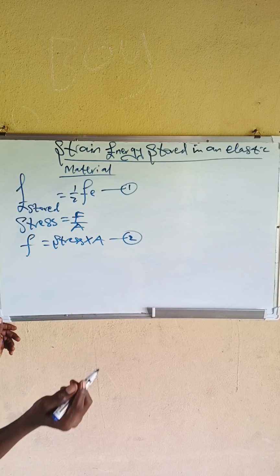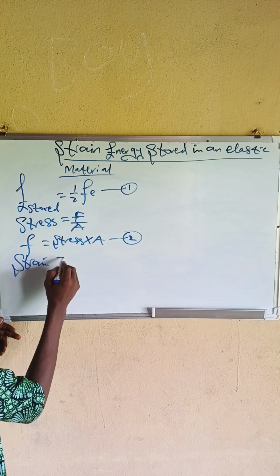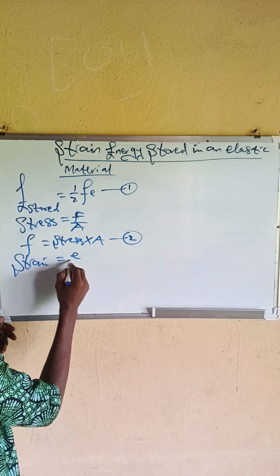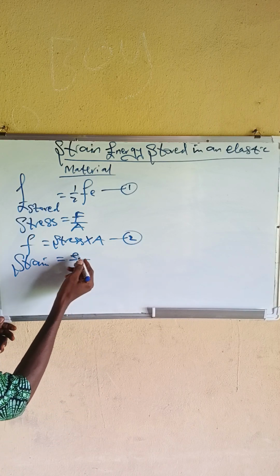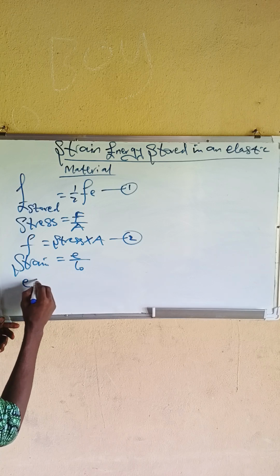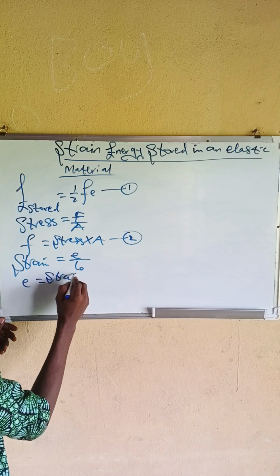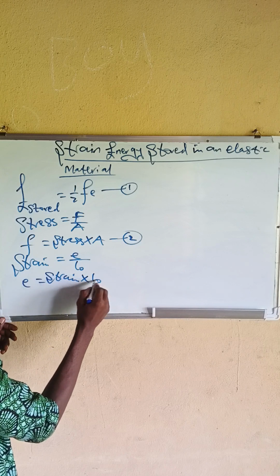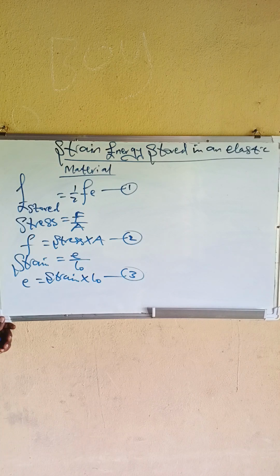Then also recall that strain is extension over original length. I want to make e the subject. Extension becomes strain times original length. Call this equation 3.